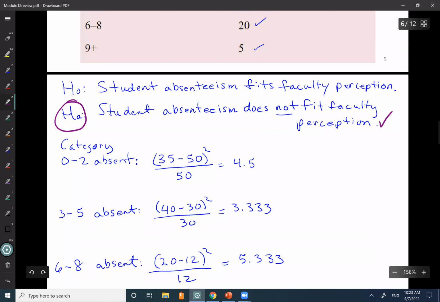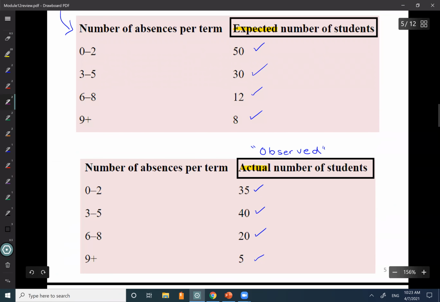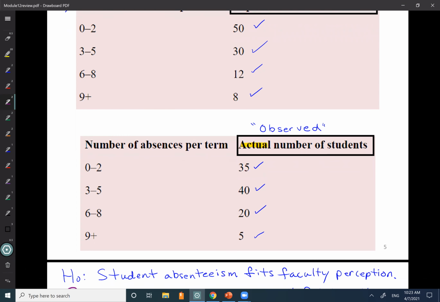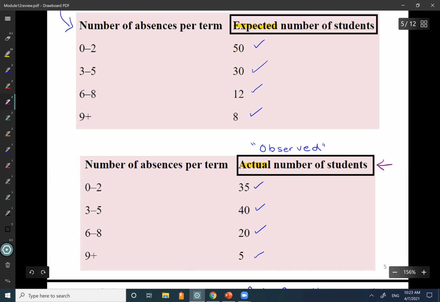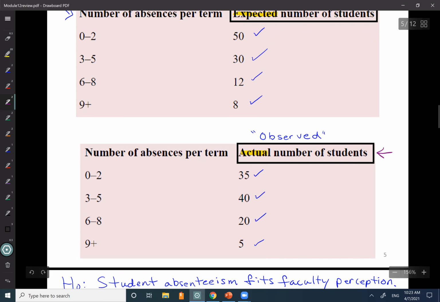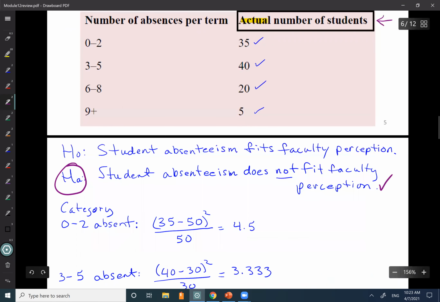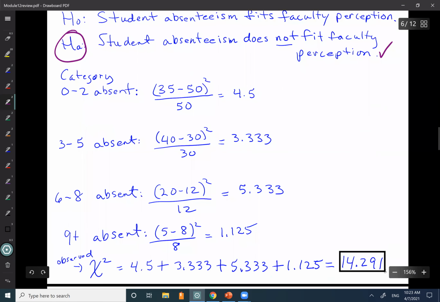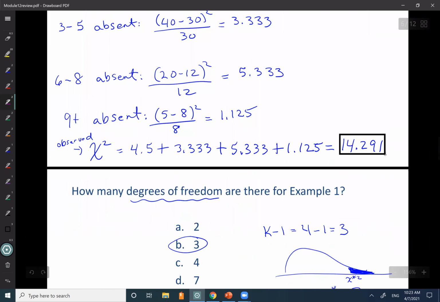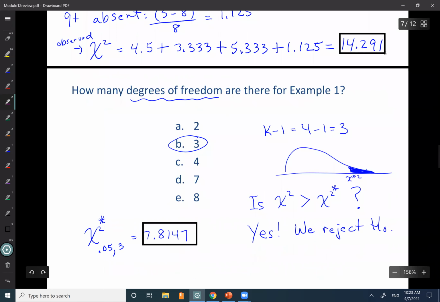So this says it does not fit. So what does that really mean? Well, the faculty expected a different distribution of absences per term. And what they observed is it's not the same. So they would probably then accept this distribution as not fitting what they expected, and then go forward with that analysis. Depends really what they're looking for and what they want to do. But they know it's not the same as what they expected to see.